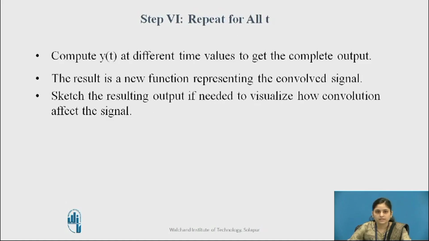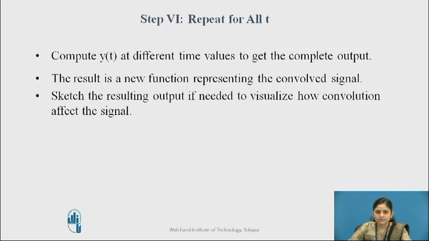Step number 6 is that we have to repeat for all values of t. Here we have to compute y of t at different time values to get the complete output. The result is a new function representing the convolved signal, and at last we can sketch the resulting output if needed to visualize how the convolution affects the signal. These are the steps used to perform convolution integral.